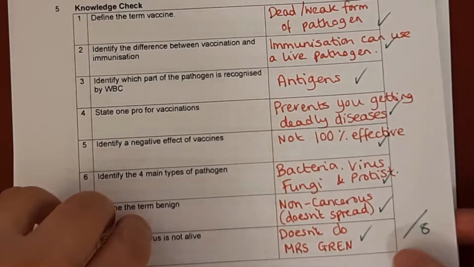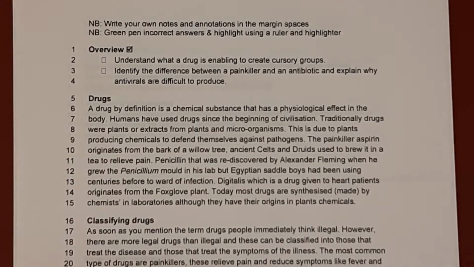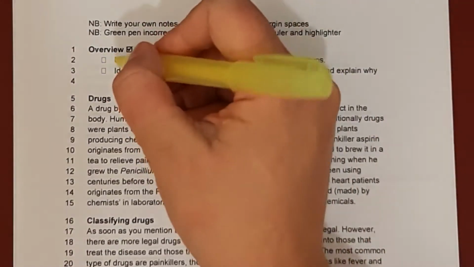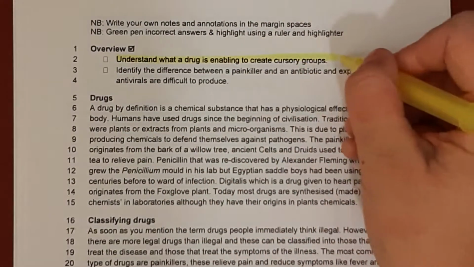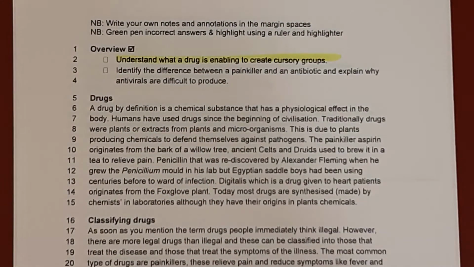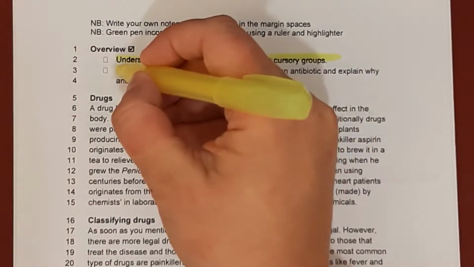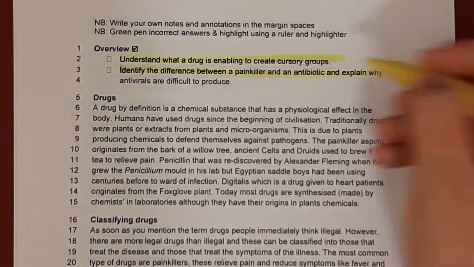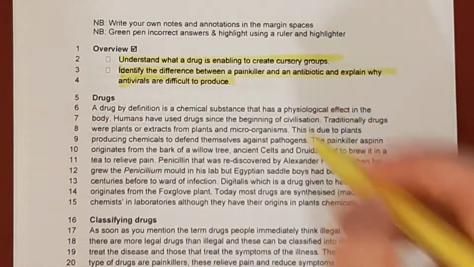So moving on. Today we're going to understand what a drug is, enabling us to create categories. And we're going to identify the difference between a painkiller and an antibiotic and explain why antivirals are very difficult to produce. So that's what we're covering this lesson.